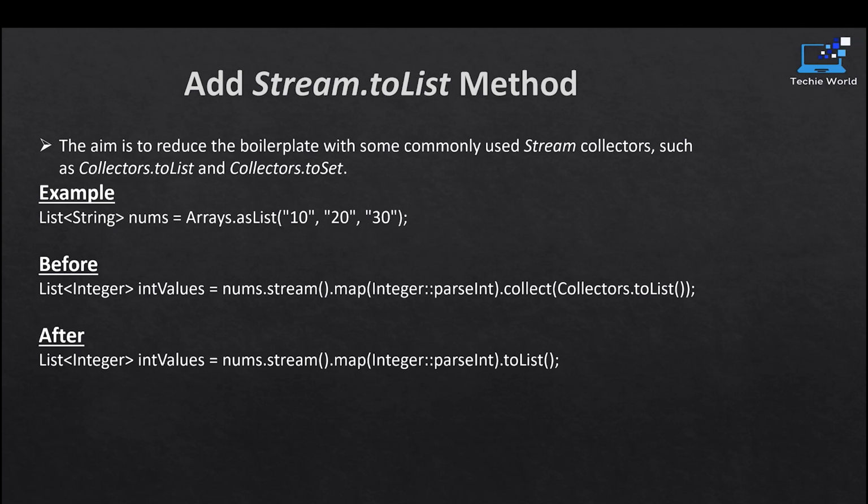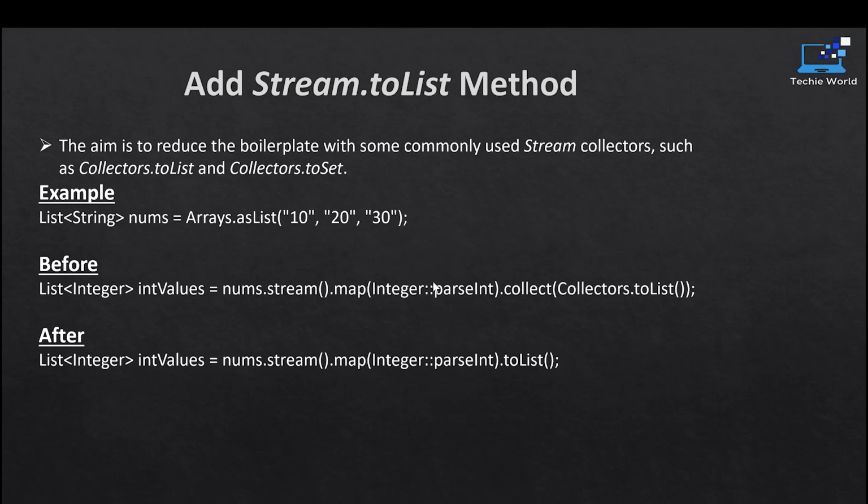Okay. So here if you see, before we had stream.toList, what we used to do is open the stream on the nums, and then call the parseInt method to parse the string into an integer, and then we used to do collect(Collectors.toList()).